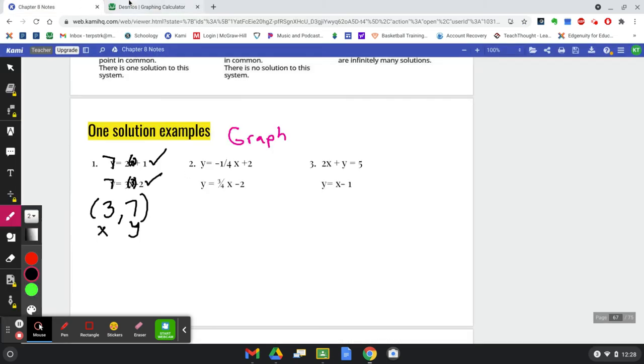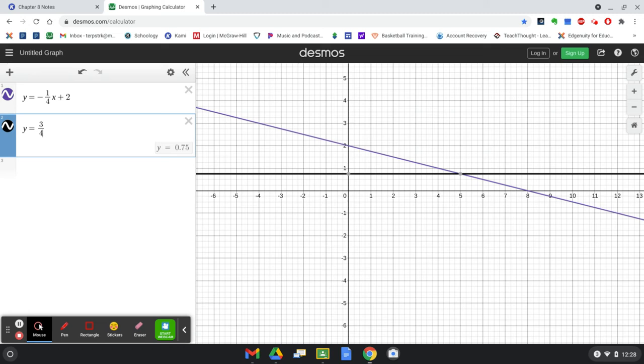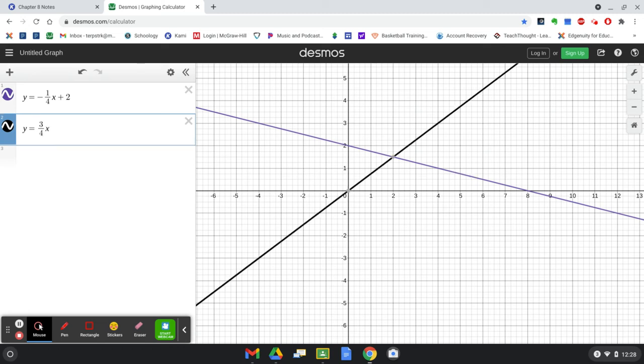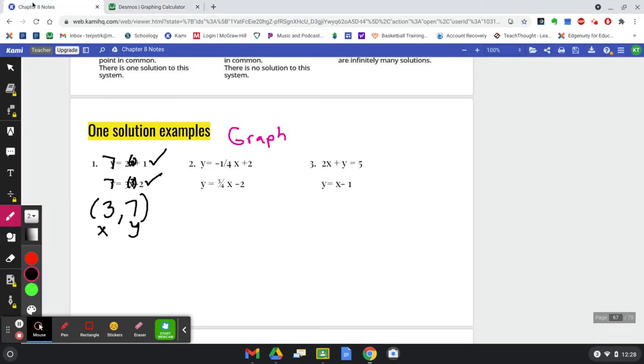And then my other equation is y equals 3/4 x minus 2. Y equals 3/4 over x minus 2. Right? And if I hover over there, 4, 1 is my solution. So 4, 1.